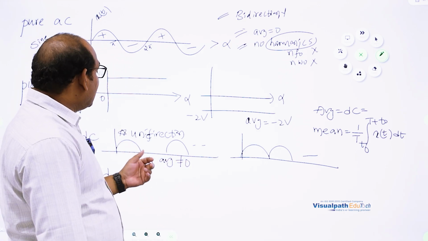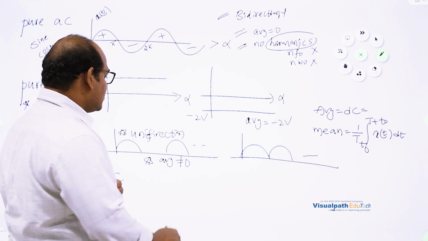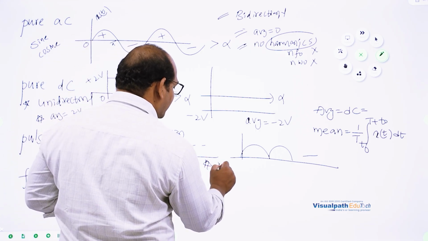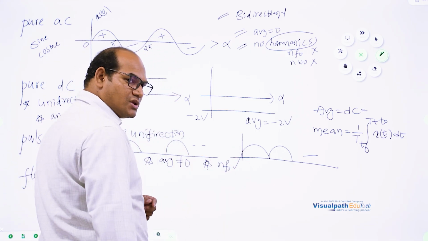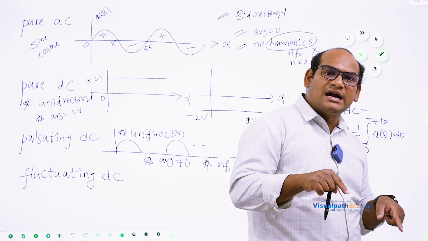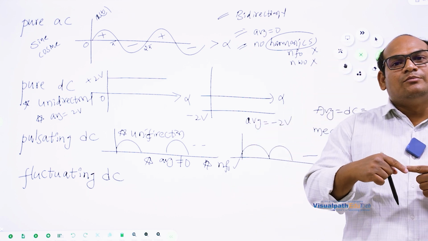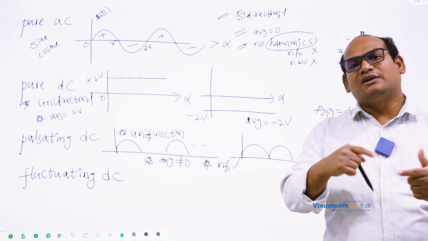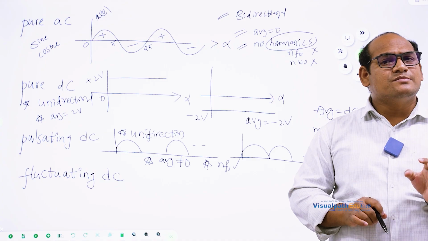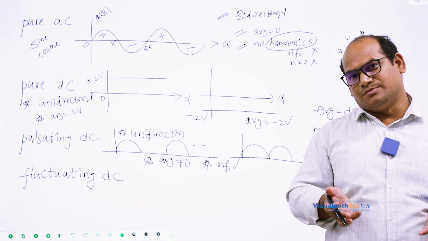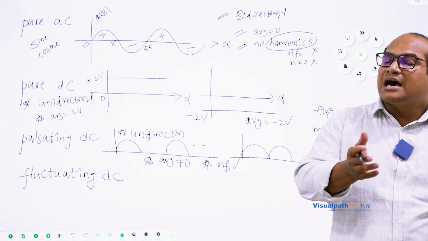And then it contains the harmonics. Harmonics are available: n times F naught is available. That means if you take F naught, then 2 F naught can be available, 3 F naught can be available, 4 F naught, 5 F naught can be available. Sometimes only even harmonics are possible, or sometimes only odd harmonics are possible.